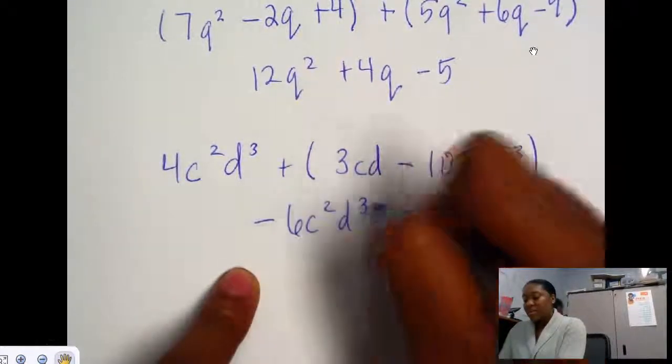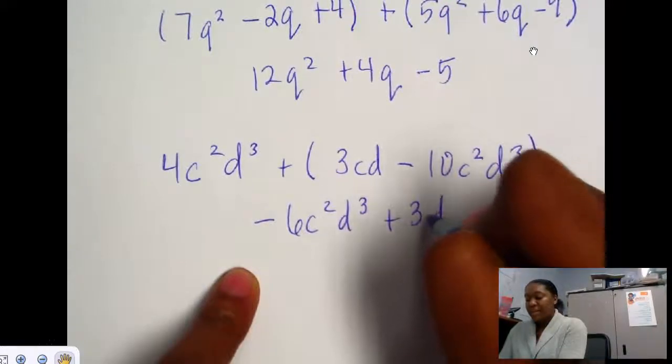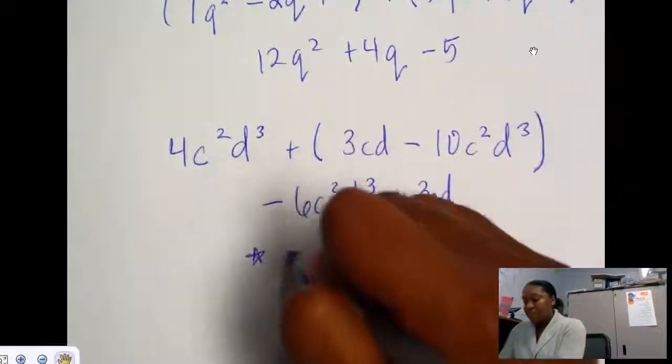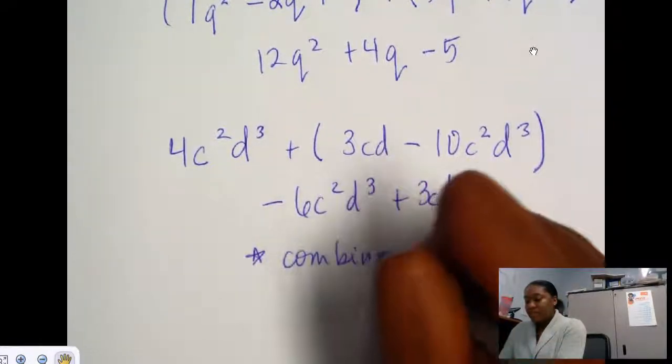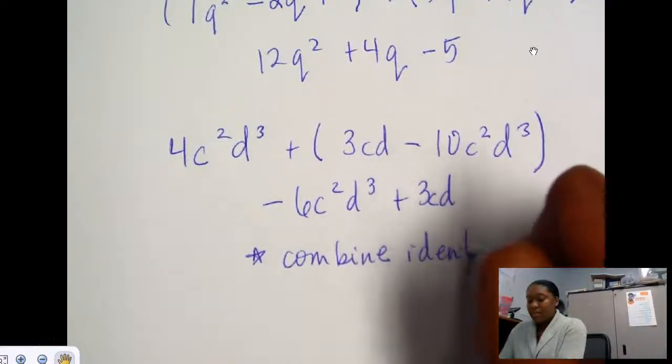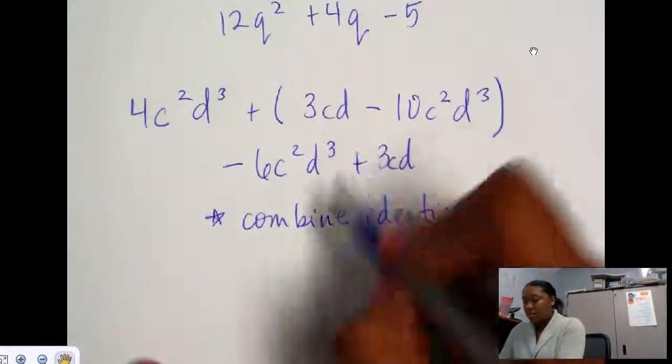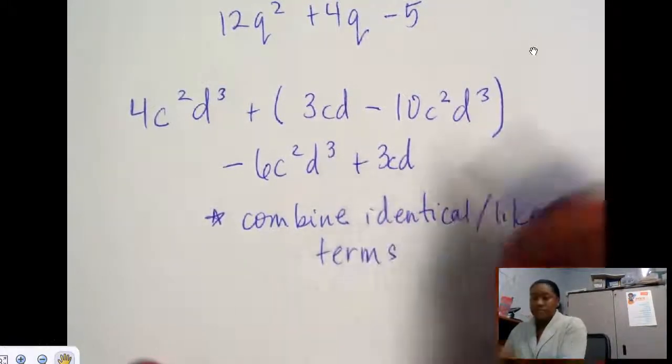C squared, d to the third, and then you just drop down 3cd. Okay, very straightforward. Just combine like terms. And I'm going to put a little star. Combine identical or like terms. All right, done with that.